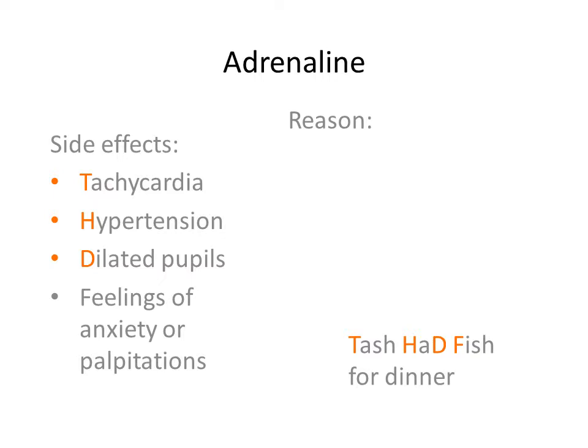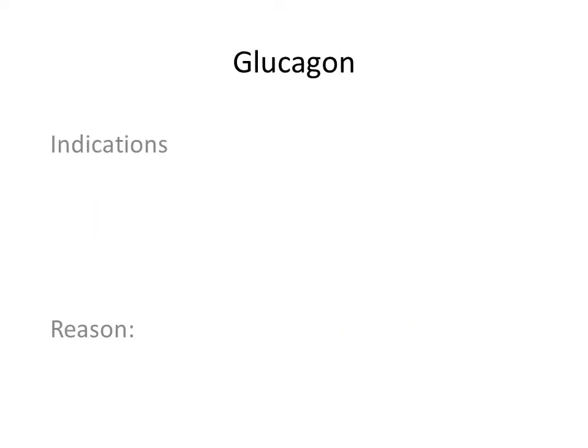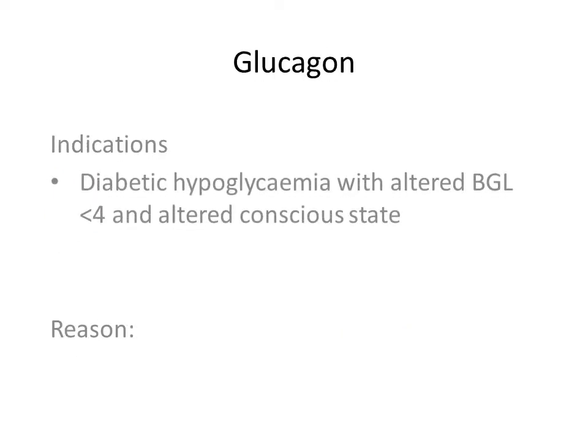All right, let's motor along. Glucagon. Indications for glucagon. Diabetic hypoglycemia with an altered BGL of less than 4 and altered conscious state. Now, Ambulance Victoria has had a BGL of 4 as their limit. Some hospitals or other health industries might have other levels, but for Ambulance Victoria it is less than 4. So if you take their sugars and you find it is less than 4, then glucagon is one of the treatments that you can give to them.